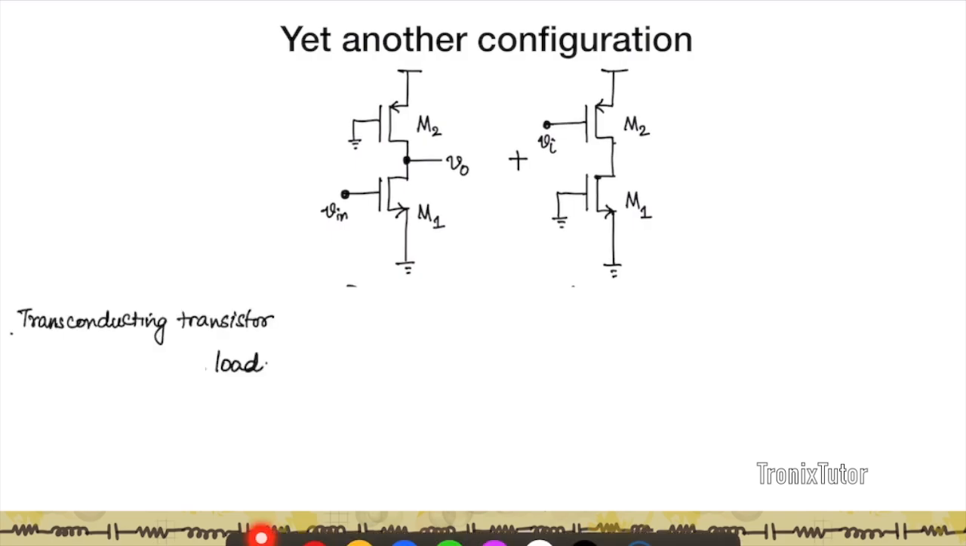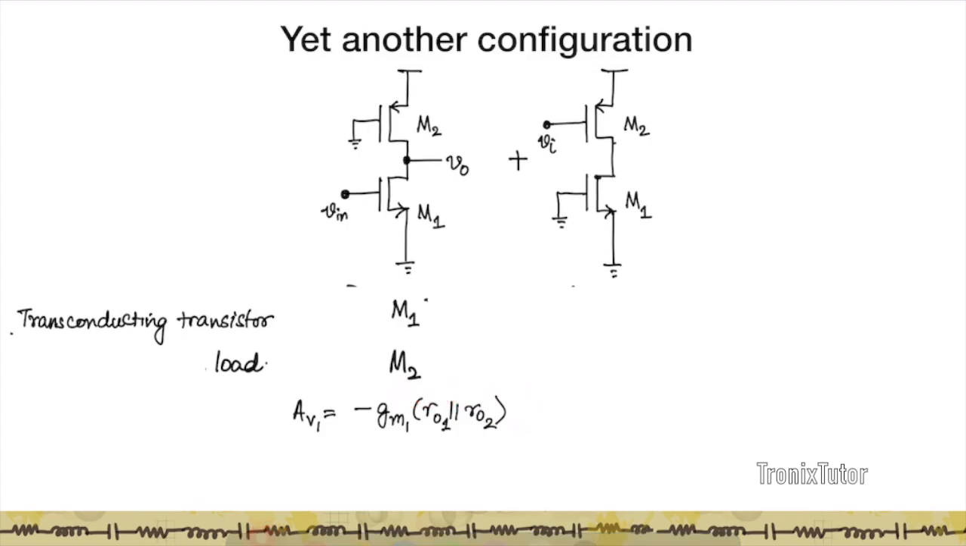First thing is, let's identify which is the transconducting transistor in each circuit and which is the load. So in the first circuit, the input is given to M1. So M1 is the transconducting transistor and M2 provides the load for this circuit. And so if you think about the voltage gain, we've looked at this before, it's going to be minus GM1 into RO1 provided by M1. And you're looking into the drain of M2, so it's going to provide a load of RO2. So hence my gain is given by minus GM1 into RO1 parallel RO2.